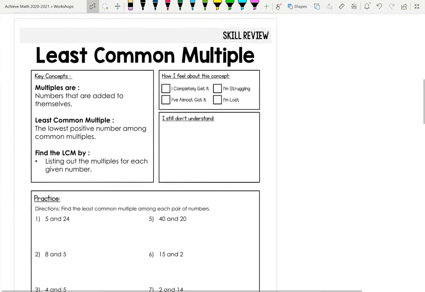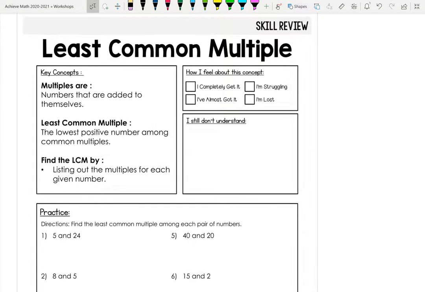So remember that multiples are sequences that are added to themselves. For example, if I took the sequence of 2, 2 plus 2 is 4, 4 plus 2 is 6, and I repeatedly add 2, I can generate a sequence which is the multiples of 2. Notice that the multiples of 2 are also all even numbers.